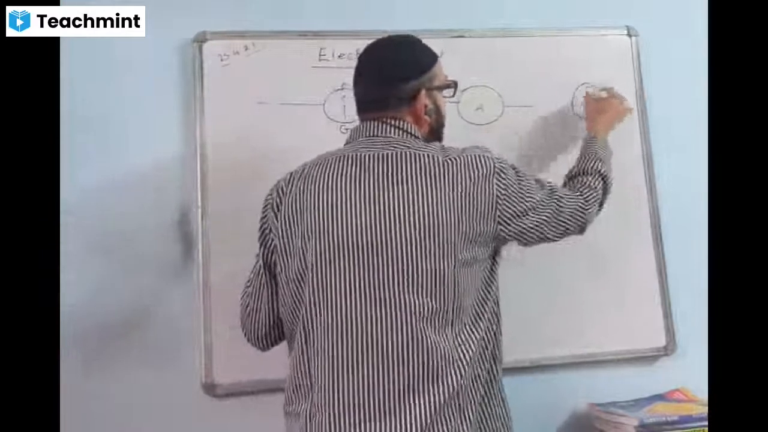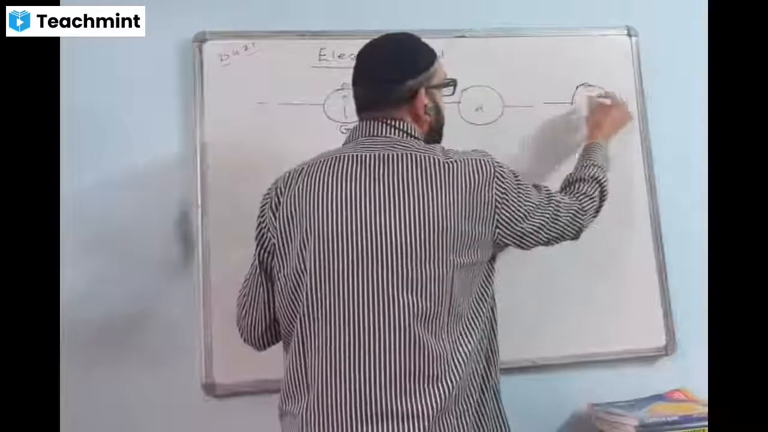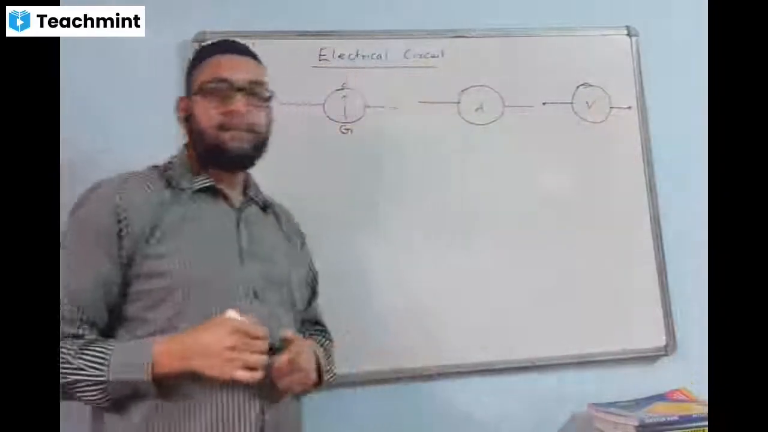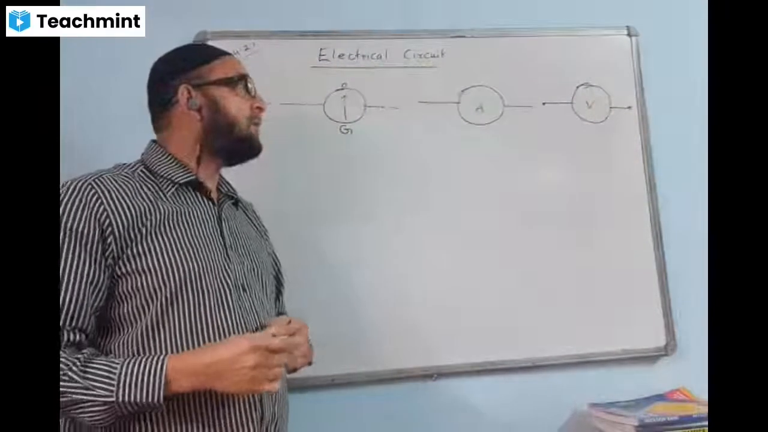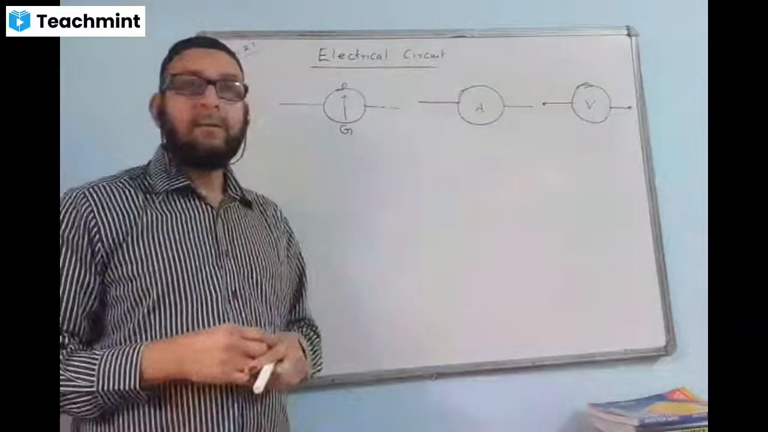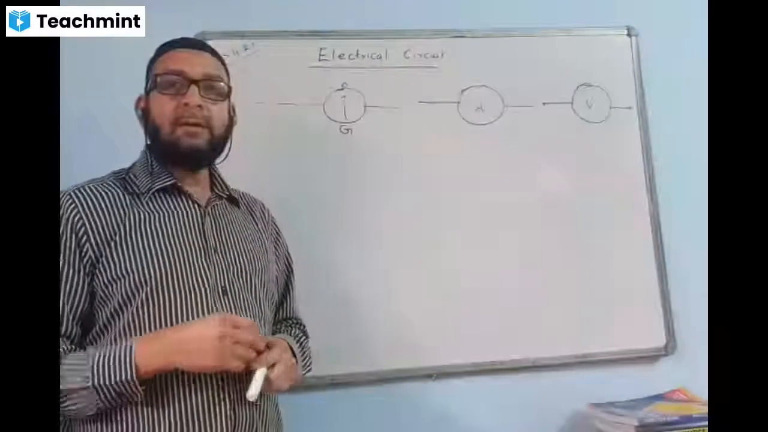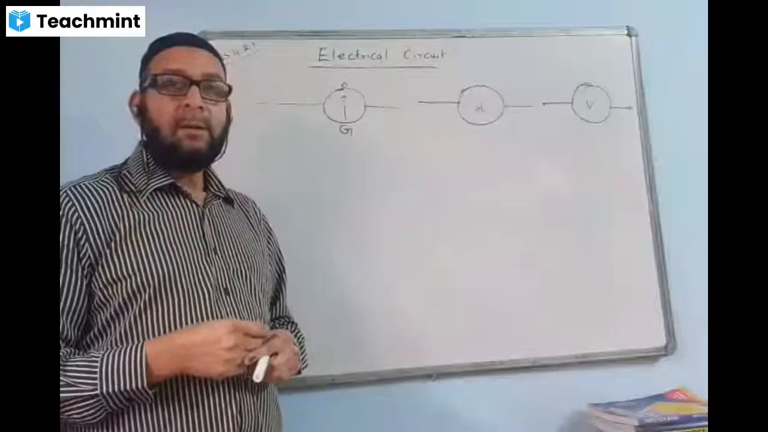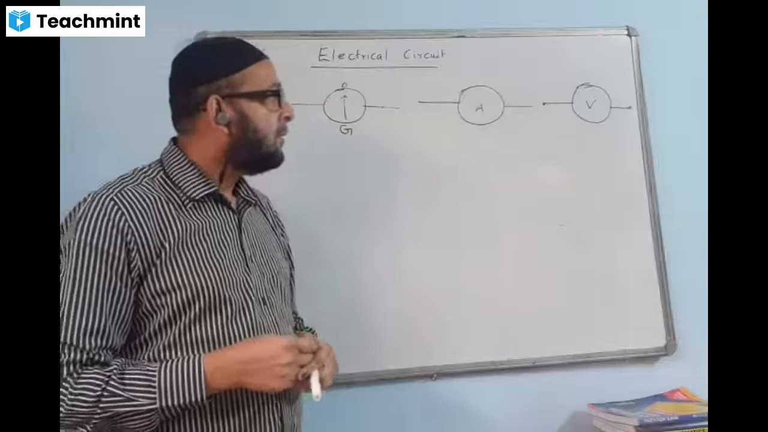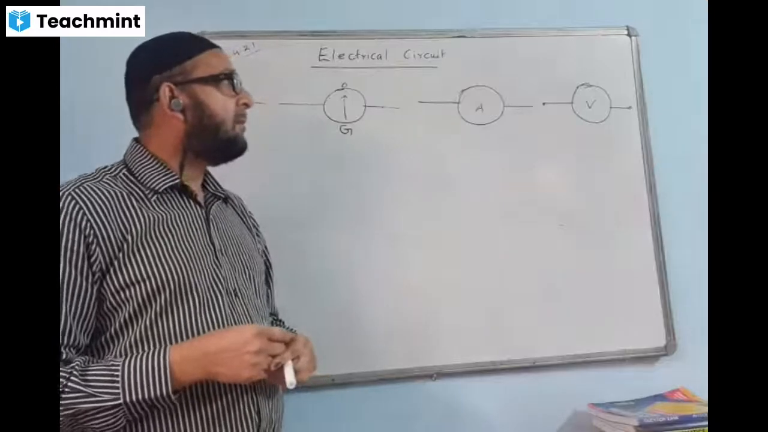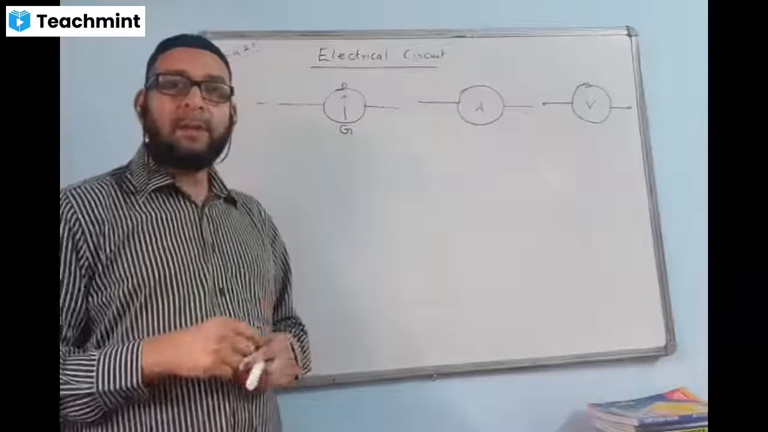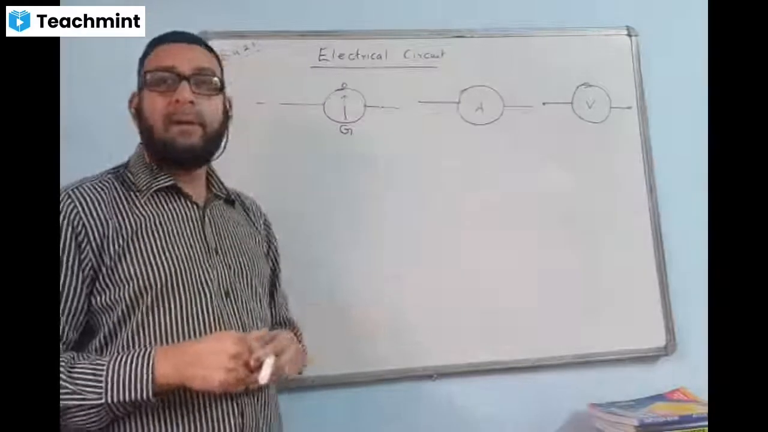Here we have another one called voltmeter. What is a voltmeter? We say voltmeter is an instrument which measures the voltage or the terminal voltage, or we simply say potential difference across a resistance. It measures potential difference in terms of volts.